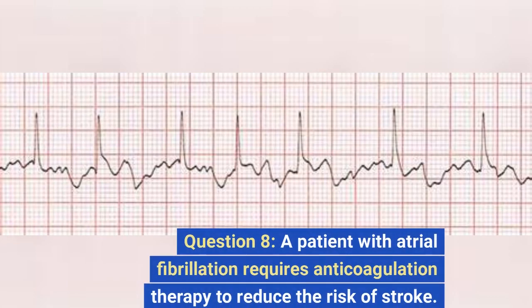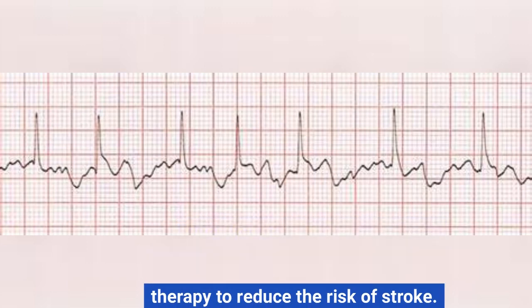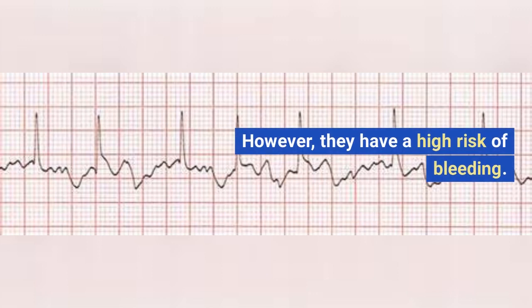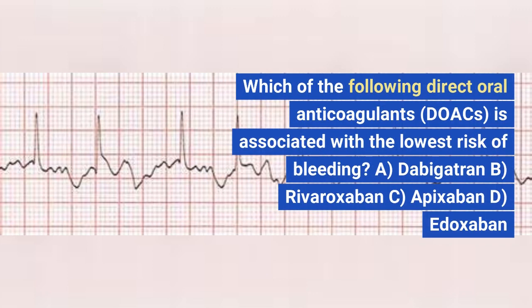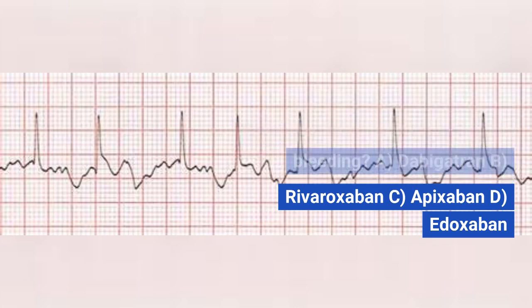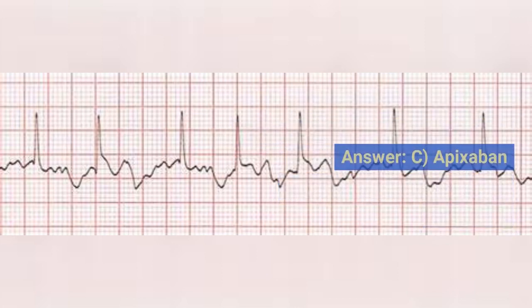Question 8. A patient with atrial fibrillation requires anticoagulation therapy to reduce the risk of stroke. However, they have a high risk of bleeding. Which of the following direct oral anticoagulants, DOACs, is associated with the lowest risk of bleeding? A. Dabigatran. B. Rivaroxaban. C. Apixaban. D. Edoxaban. Answer: C. Apixaban.